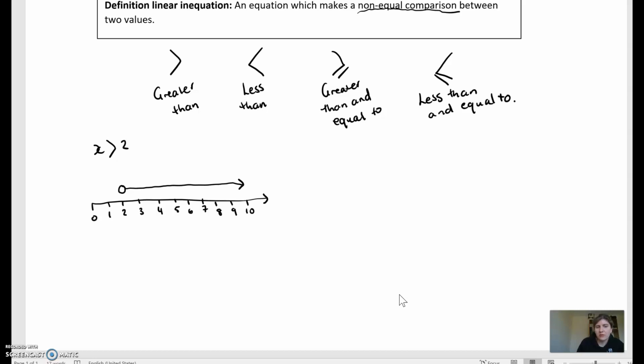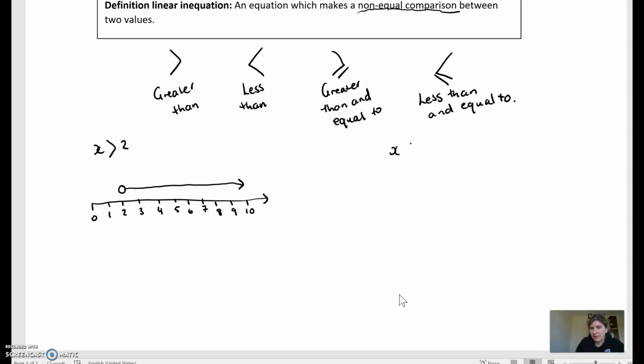Now I've used an open circle here because x is only greater than 2, it's not greater than or equal to 2. So you use that open circle to show that it's not equal to that value, but it could be equal to all the ones above that.